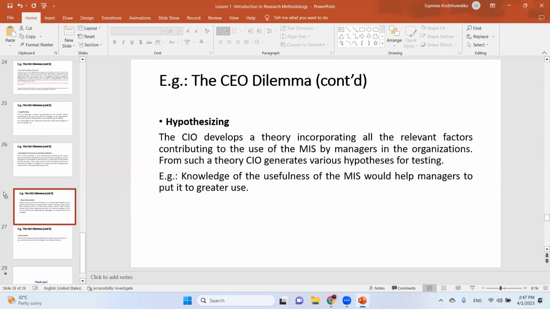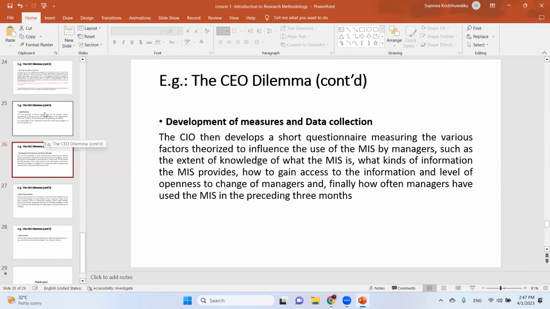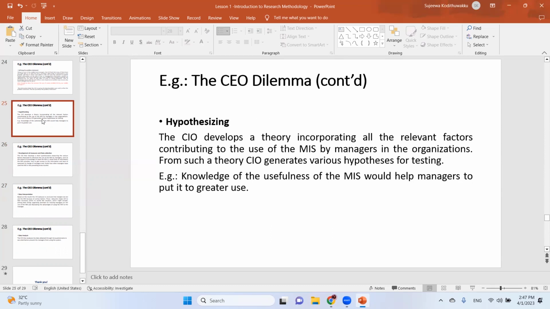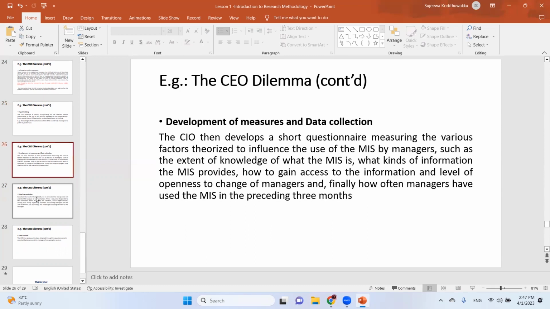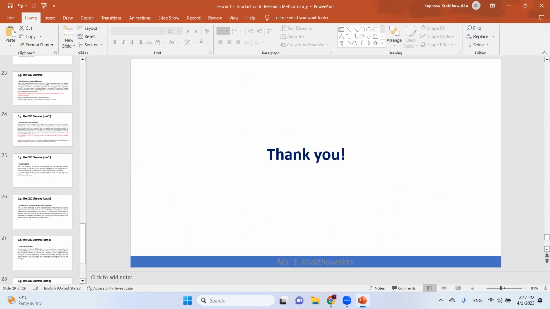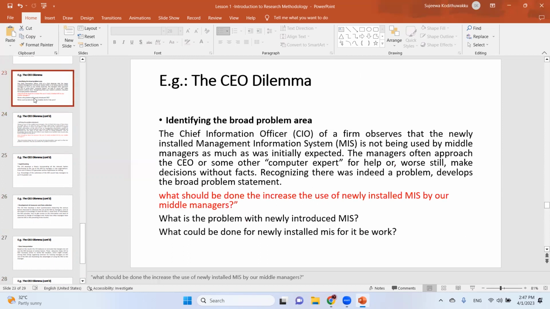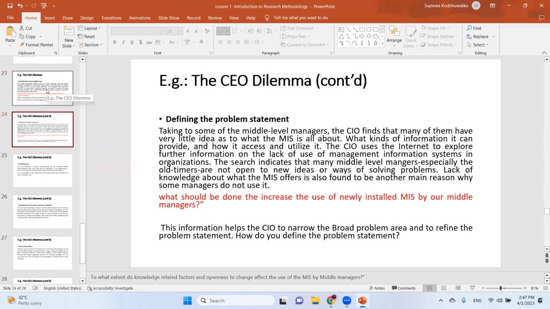But no need to go through slides 25, 26, 27, and 28, even the hypothesis. Today's target is this: slides 23 and 24. Based on these two slides, I will give an exercise.